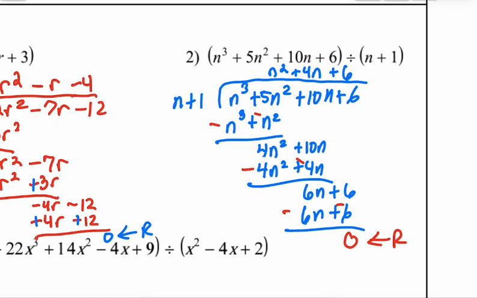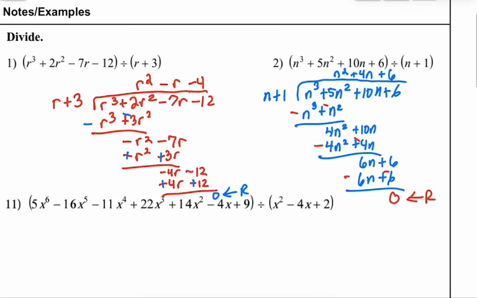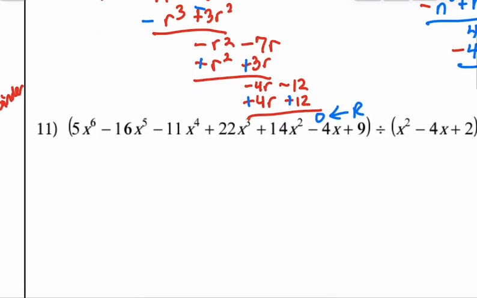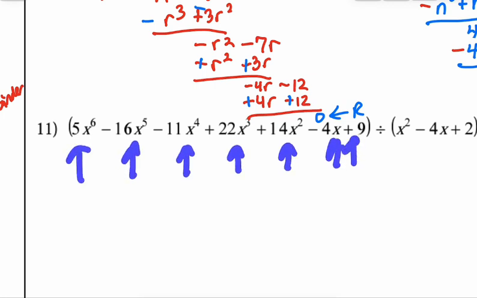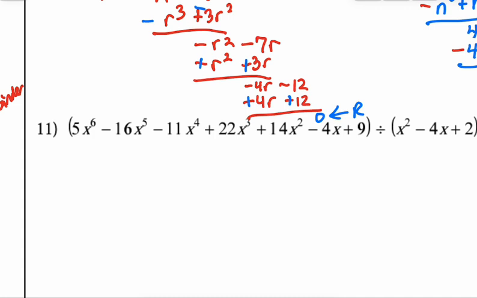Do we have any questions about long division with a binomial, two pieces? Okay. Now, there's only really one technique to do number 11. So you'll notice that it's giant, but we'll take it one step at a time. Now let's just check our powers before we get started. 6, 5, 4, 3, 2, 1, 0. So there's nothing unaccounted for. If there was, put a 0 there.